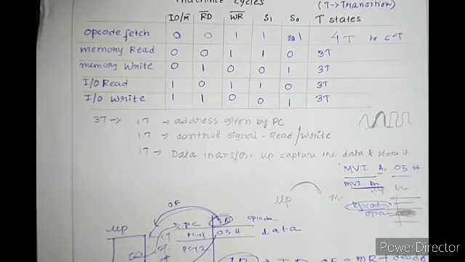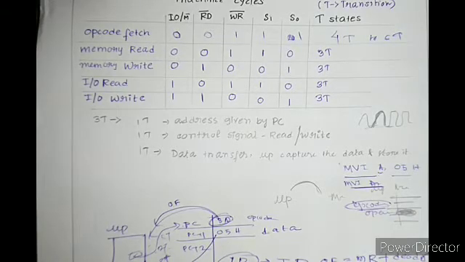So now do you understand what is happening? First we fetch the opcode, it gets decoded, and then the MPU understands whether I have to perform a MR, MW, IOR, IOW. And this is how the machine cycles work.